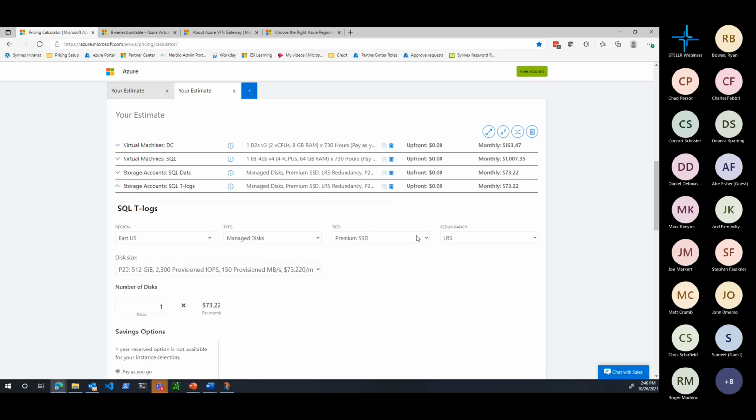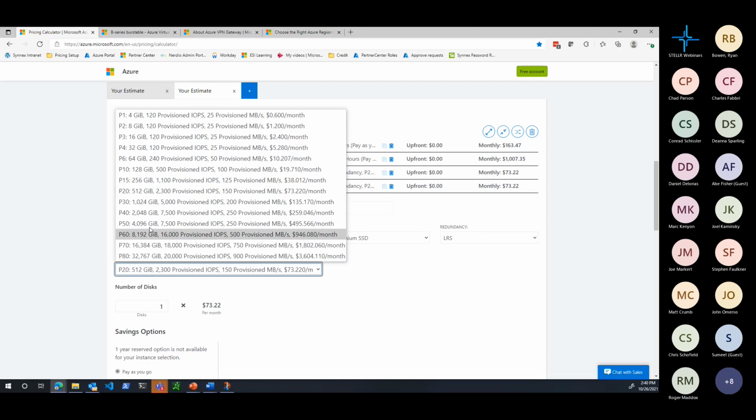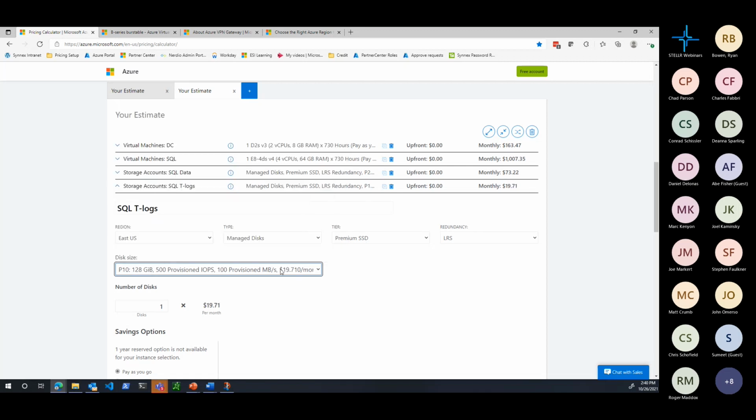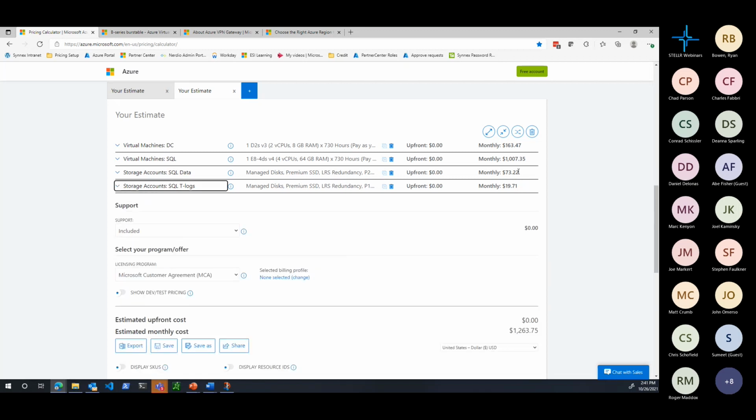So I've got a managed disk, premium SSD, again another 512 for the T-logs. I can get by with 128 because I log ship, but I drop off to make sure that I'm not keeping too much around that I don't need. That way I can make sure my monthly cost is not crazy, but I have all the things that I need to run my SQL machine.